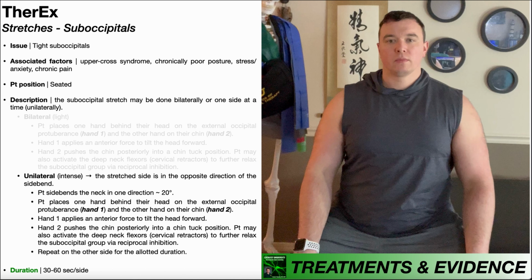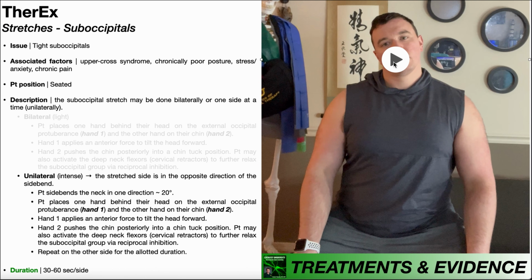Now we're going to take a look at the unilateral or biased suboccipital stretch. This one is going to be more intense because we're focusing all the stretch on one side or the other. Now the first step is that the patient's going to side bend their neck in one direction approximately 20 degrees. Okay? And the rule is that the stretched side is in the opposite direction of the side bend. So here I'm side bended to my right, which means I'm going to be stretching the left suboccipital muscle group.